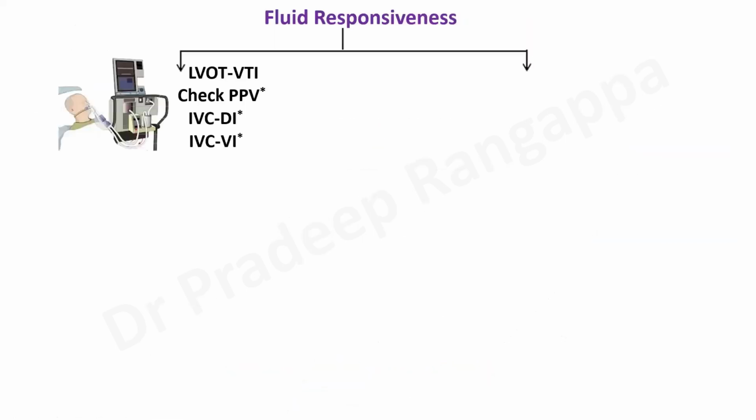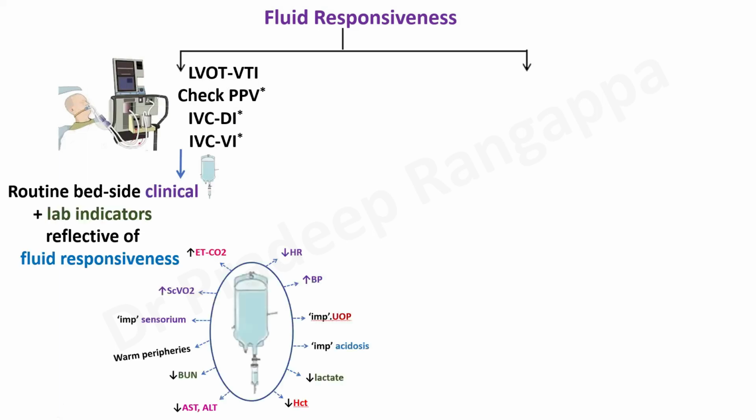Suppose your patient is intubated and mechanically ventilated, then you have to look at these indices. You can look at LVOT velocity time integral, or you can check for pulse pressure variation, or you can look for IVC distensibility index or IVC variability index as tools to identify whether someone is fluid responsive. And if these are positive, if IVC distensibility index or variability index is more than 50%, or pulse pressure variation is more than 13%, or LVOT VTI change is more than 12%, then it means that they're fluid responsive and you may have to give fluids.